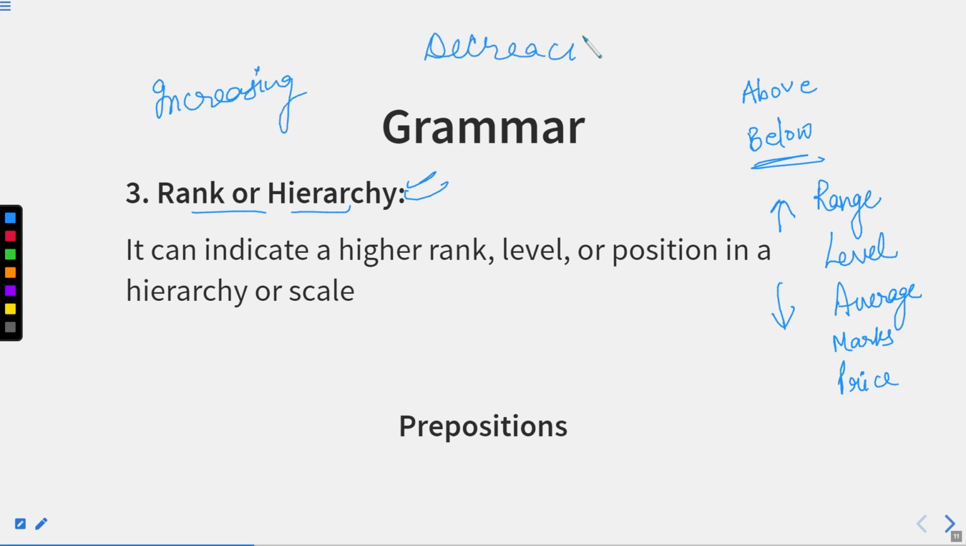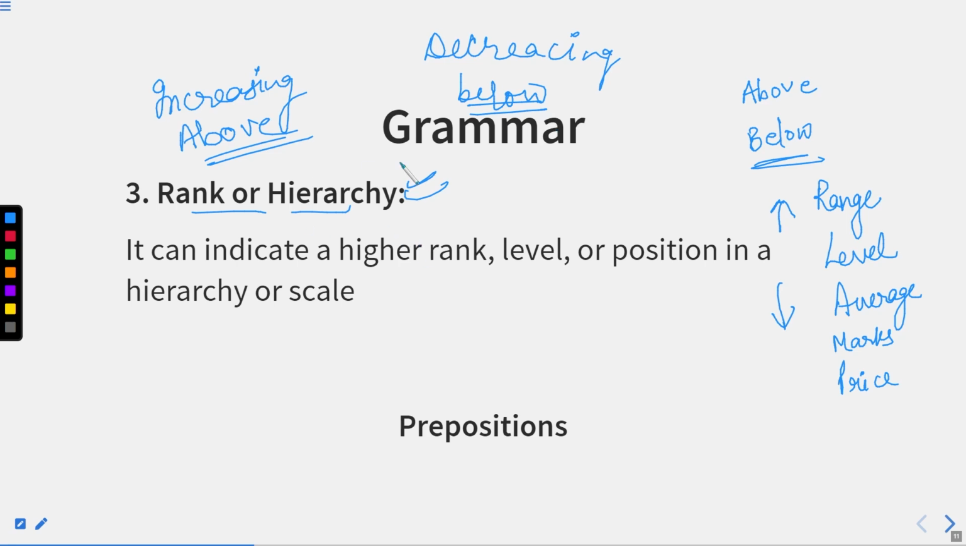If we have to show increasing order and decreasing order, we basically use above and below. If something increases we use above, and if something decreases we use below. So we use above or below to show these increasing and decreasing orders respectively. This is the basic use of above and below.